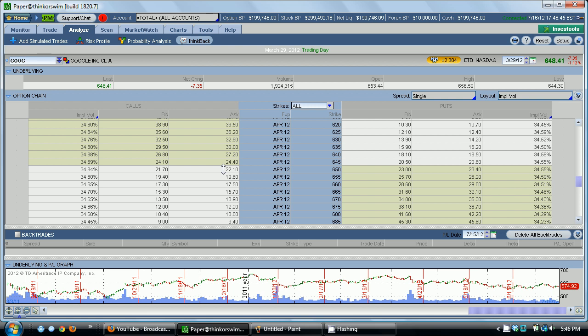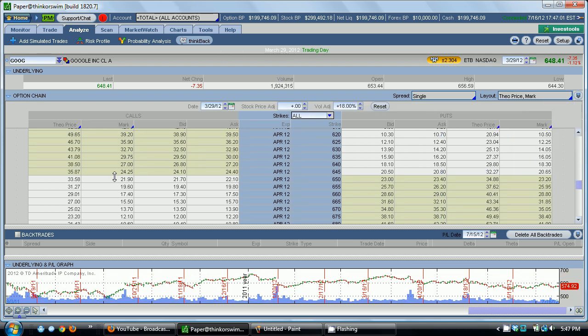The price on this date at the end of the day, March 29th, was between the bid and the ask, so about $21.90. Now I'm going to use a theoretical price calculator, and you see we have this theoretical price column on the side here. Keep an eye on the 650 right here. And I added 18% volatility to that option. Whereas at 34% implied volatility the option price was $21.90, now if we add it so it's the same as it was before earnings, it's now $33.58.